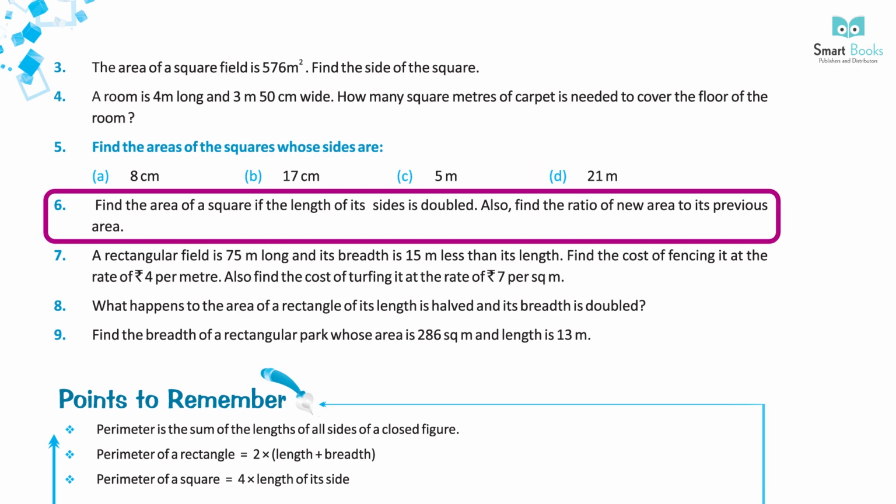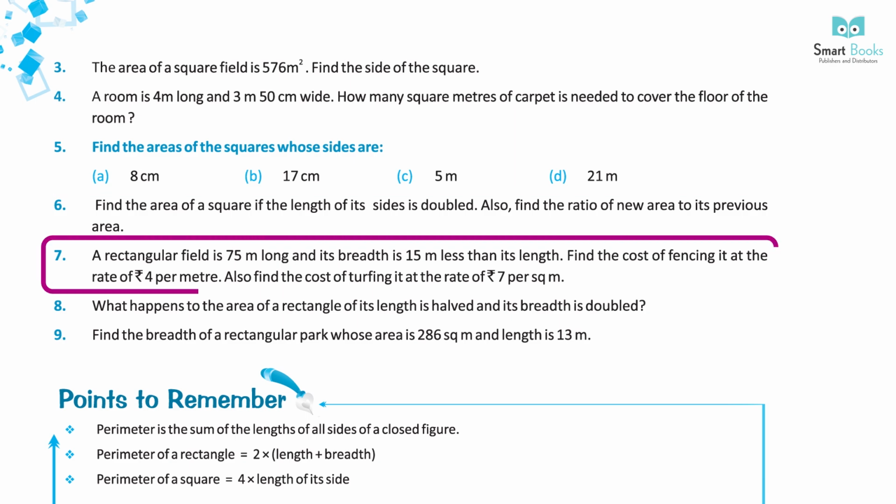Question 6. Find the area of a square if the length of its side is doubled. Also find the ratio of new area to its previous area. Solution: 4s square, ratio 1 to 4. Question 7. A rectangular field is 75 meter long and its breadth is 15 meter less than its length.